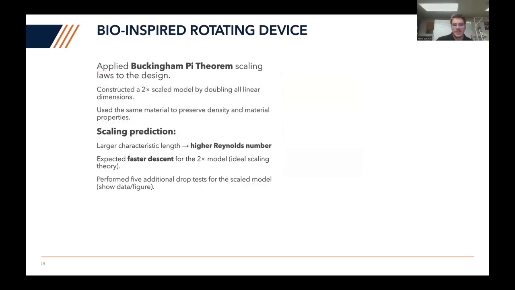We then applied our knowledge of the Buckingham pi theorem and scaling laws to our 2 times scaled design. We constructed a 2 times scaled design by doubling all of our linear dimensions. We used the same material to preserve density and material properties. And our scaling prediction was that a larger characteristic length would result in a higher Reynolds number. We also expected a faster descent for the 2 times model. We performed 5 additional drops, repeating the same process for this model.